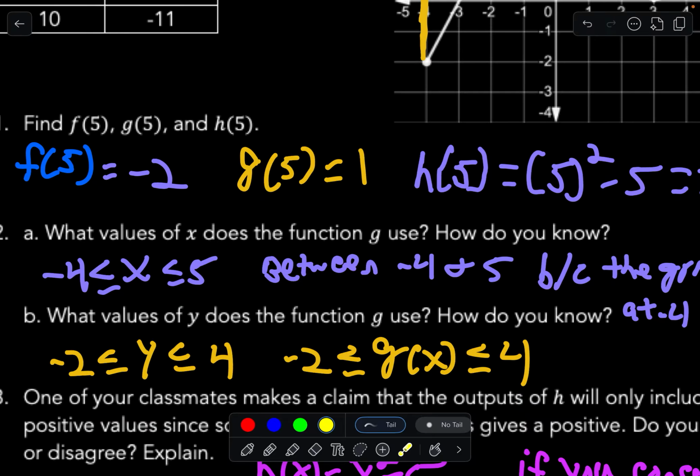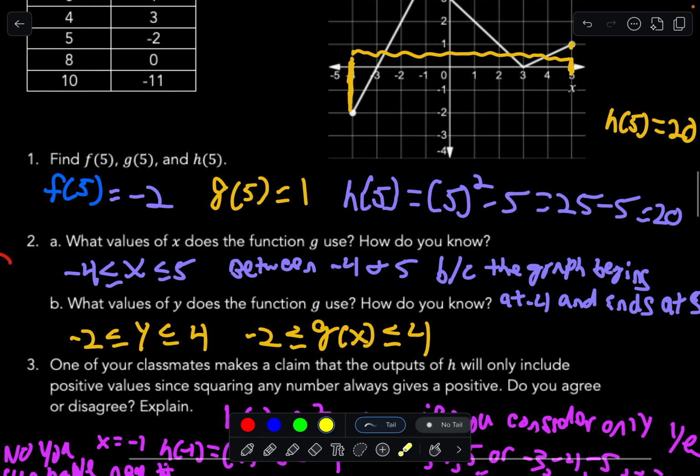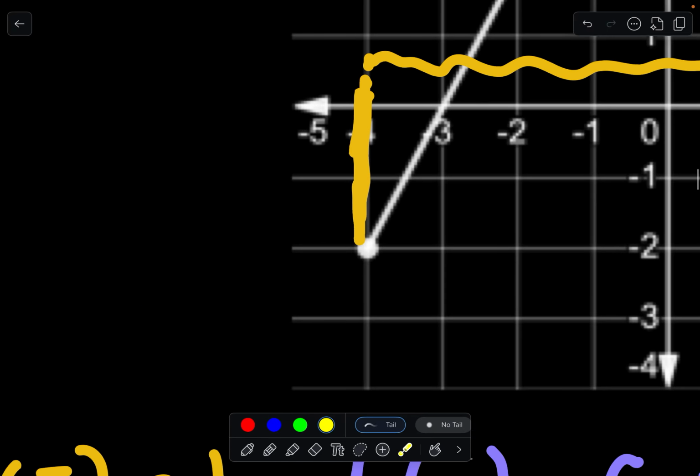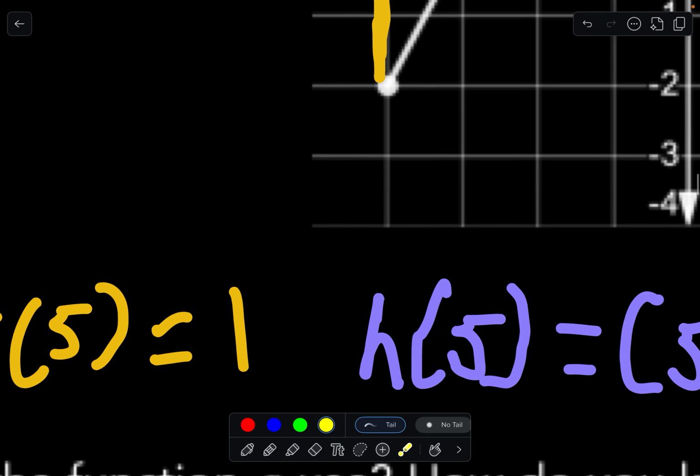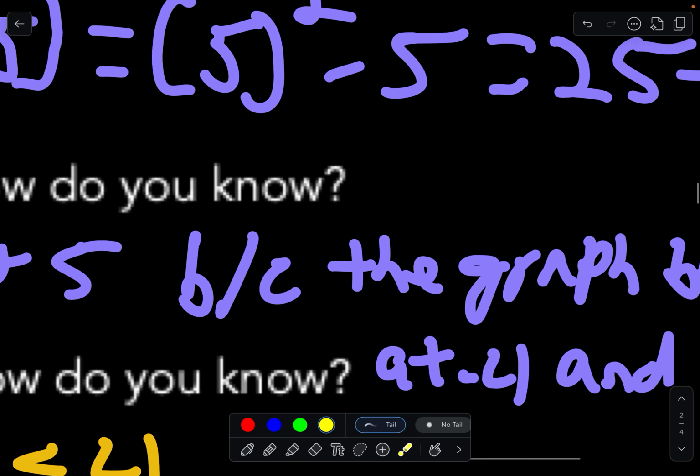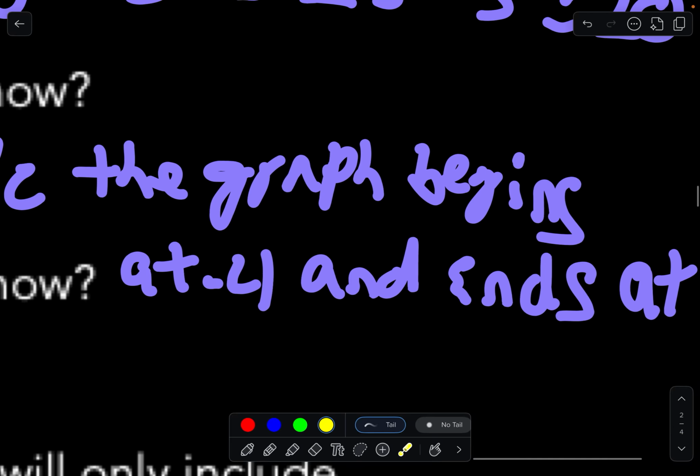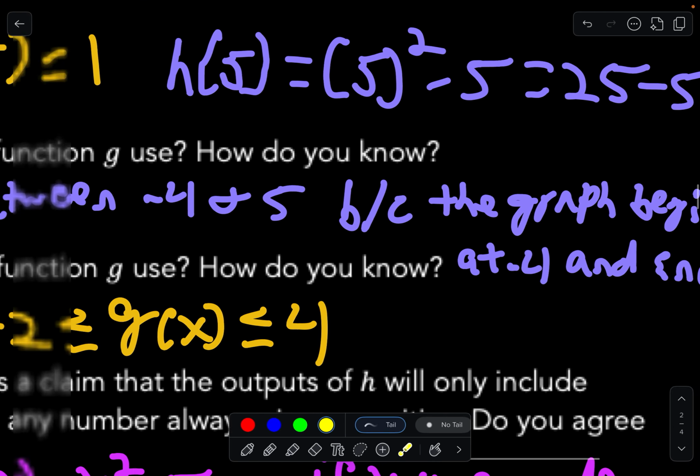You include the endpoints. And we know that because, remember, way back when, if we saw that the circle was closed like this one is, it's "or equal to," it includes that point. If it was an open circle like that, with the line going up, it would not include the point, and we would have to use a different notation. Because the graph begins at -4 and ends at 5.